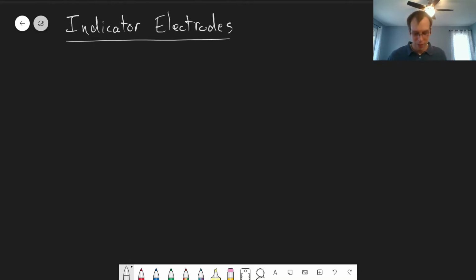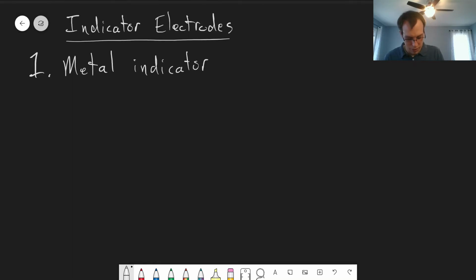So there's two main classes of indicator electrodes that we're going to talk about. The first are the simpler ones, metal indicator electrodes. These are simpler but more limited in scope. These are generally going to be electrodes where we are measuring the metal ion using the metal of the electrode. I'll explain more in just a minute.